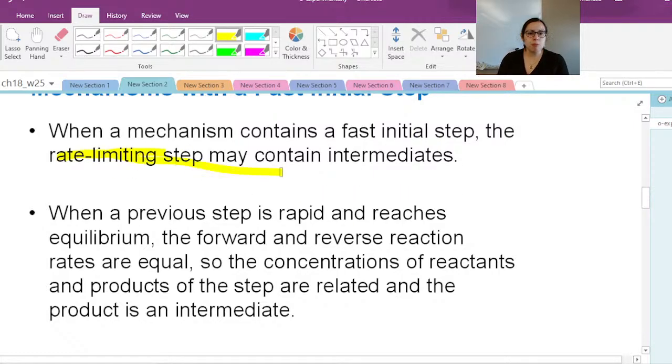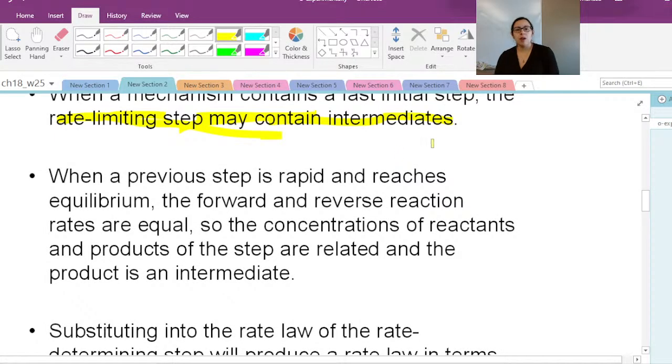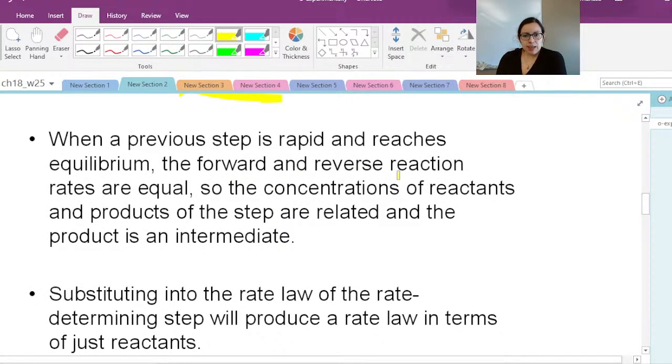So that means our rate determining step may contain intermediates, which is not a big deal, but we just have to rewrite and re-express this in terms of our starting materials, which we'll work towards together. It kind of gives us a hint of how we're going to accomplish that. But again, we'll go through the math together.